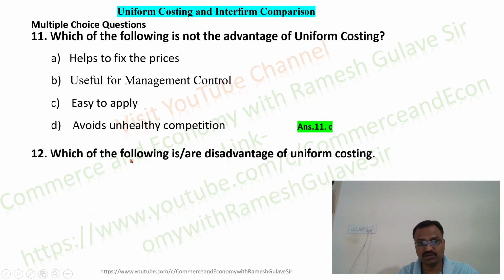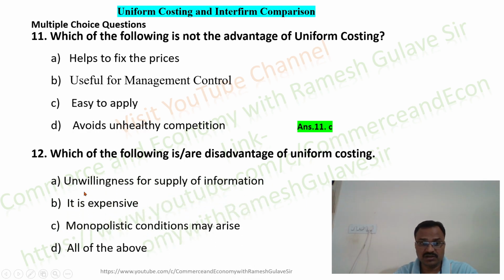Next question says which of the following is or are the disadvantages of uniform costing. So this question is about the disadvantages. So first option says unwillingness for supply of information. Yes, sometimes firms are not willing to supply their information, so this is a disadvantage. It is expensive. Yes, uniform costing system is expensive. Then see, monopolistic conditions may arise. Yes, because of the uniform costing system, there is a possibility that a monopolistic condition may arise in a country, right? So all of these three are the disadvantages of uniform costing system. So here option D is the right answer.